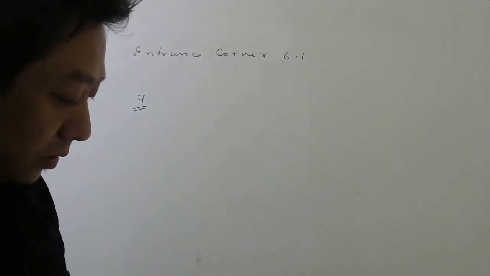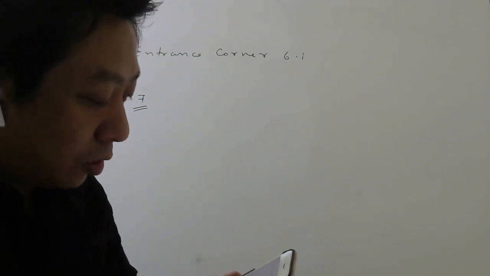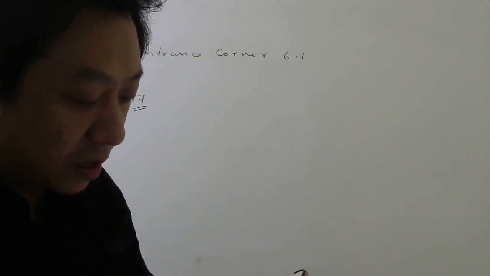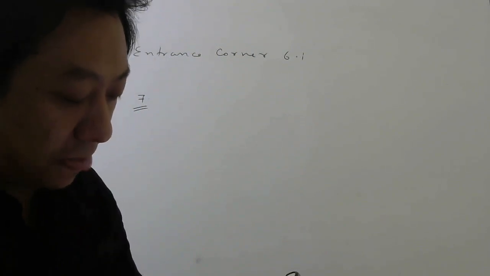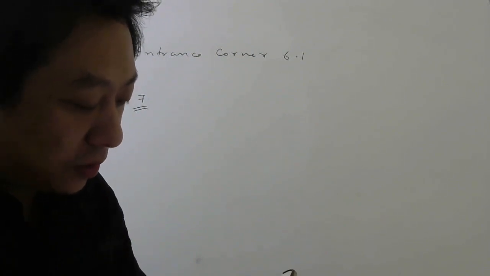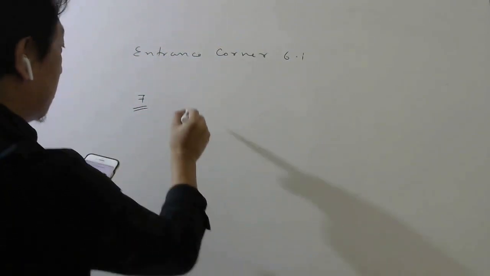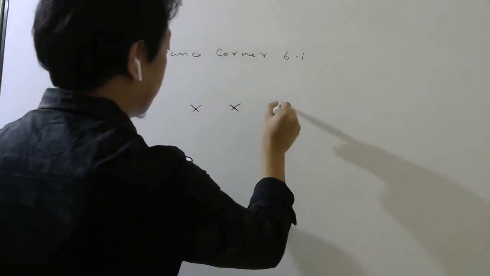In question number 7, they are saying a rectangular loop and a circular loop are moving out of a uniform magnetic field to a field-free region with a constant velocity v. So there is a magnetic field like this.